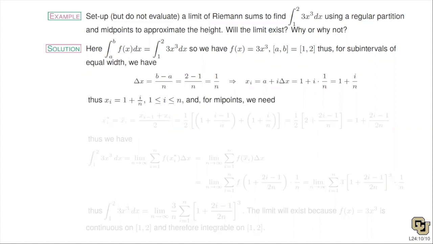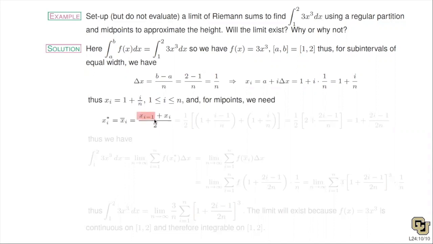Whether we're asked to use left endpoints or midpoints or right endpoints, we always find the formula for x sub i, because once I have the formula for x sub i I know the formula for x sub anything. So here, the sample point we want to use, x sub i star, is to be the midpoint, which is x sub i bar, which in terms of our partition is just the average of the endpoints of our ith subinterval. So x sub i minus 1 plus x sub i divided by 2.